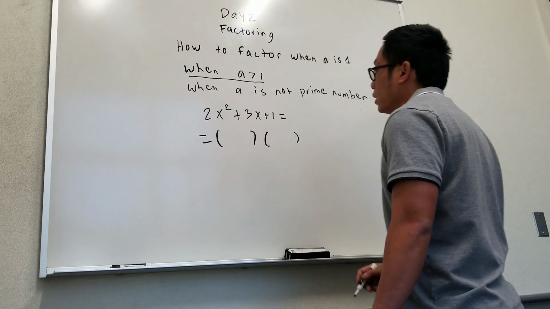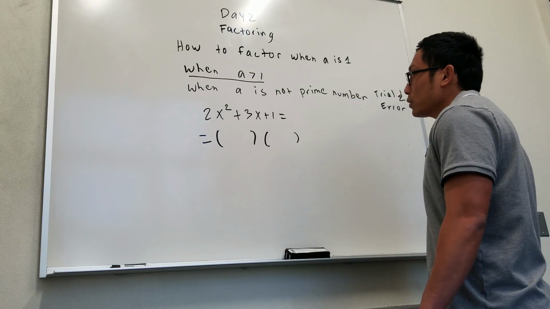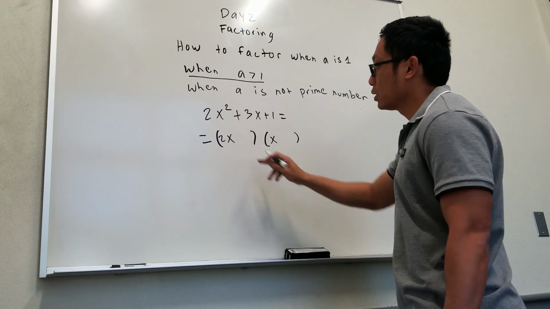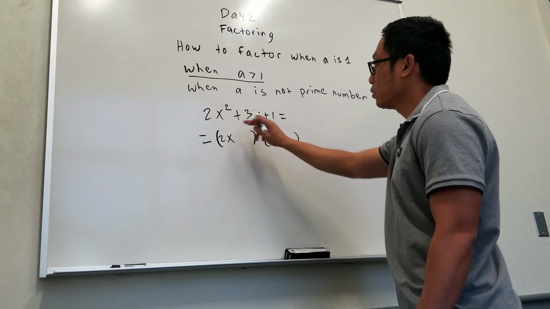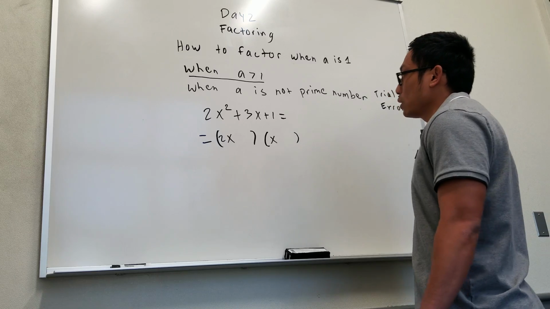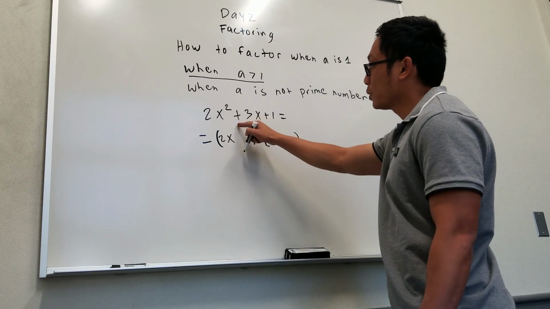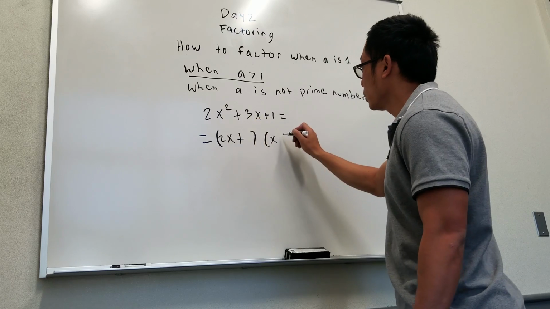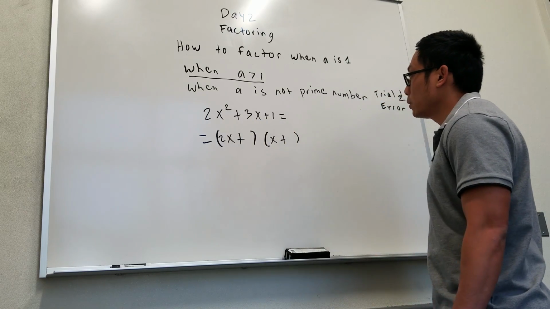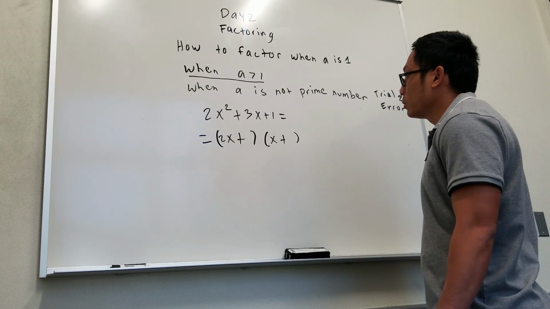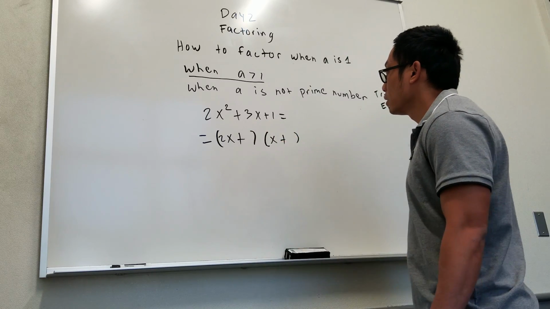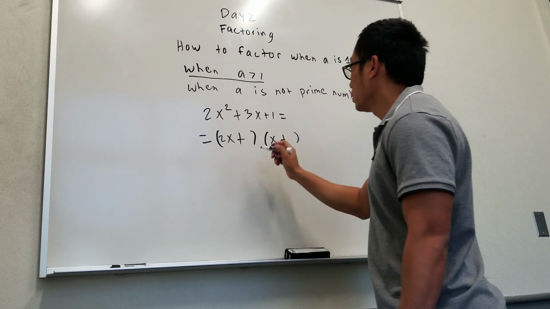Alright, so I know one of them has to be a 2x and one of them is an x, right? Because if I multiply 2x times x, I get 2x squared. So right there, I know it's 2x and x. Now I know from what we learned previously, they're both positive because they're both plus and plus. Something to remember. Now, I need two numbers to multiply to give me 1 and add up to 3, right?